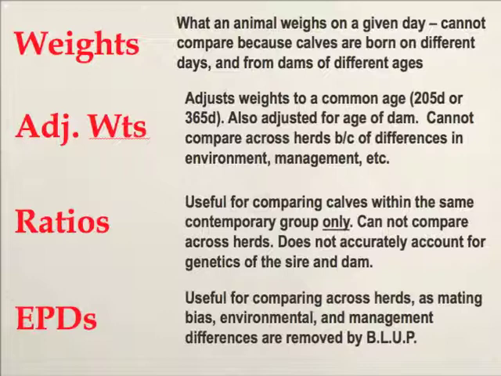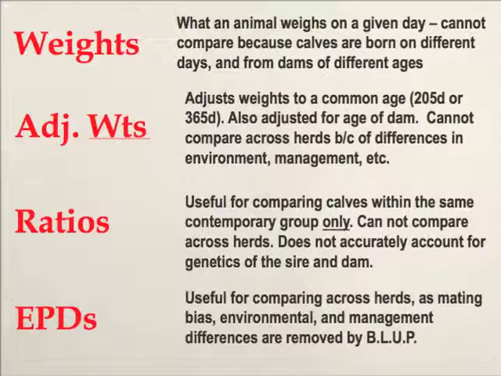But you still cannot compare those adjusted weights across herds or within contemporary groups because of changes in environment and management. Ratios are simple. All ratios do is place those adjusted weights on a scale averaging 100. That's all they do. It is nothing more than a different presentation of the adjusted weight. Ratios can only be used to compare calves within the same contemporary group.